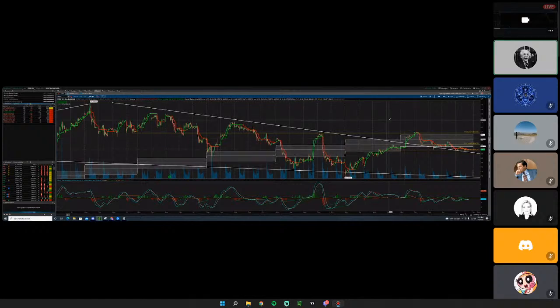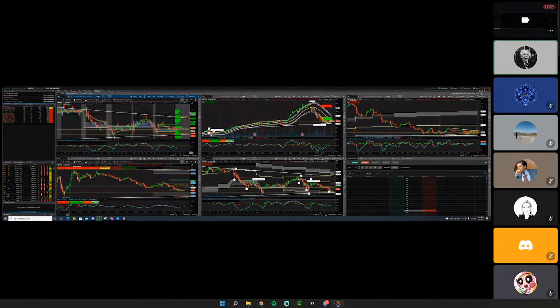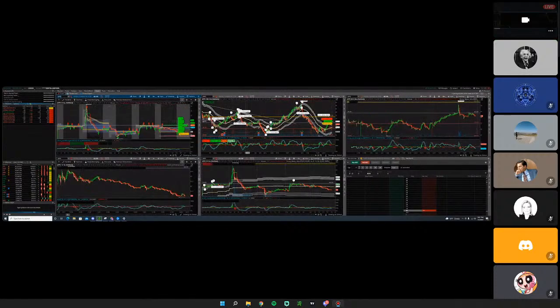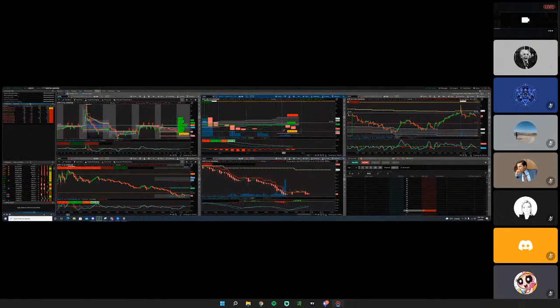So far, I really like Roblox the best and Affirm. Net, we talked about Net here, yeah. Let's see, apps. Apps is in no man's land. Apps actually looks good for a short side trade.